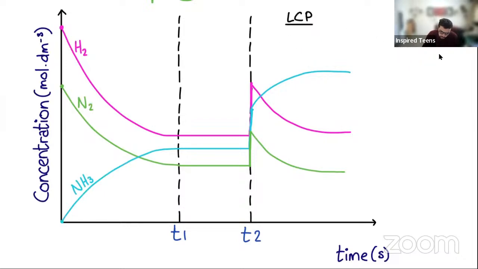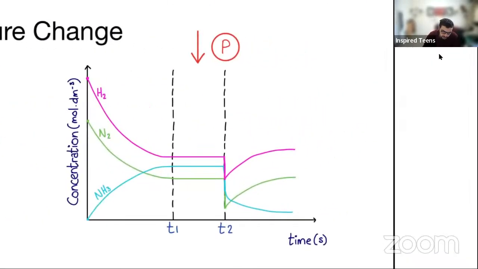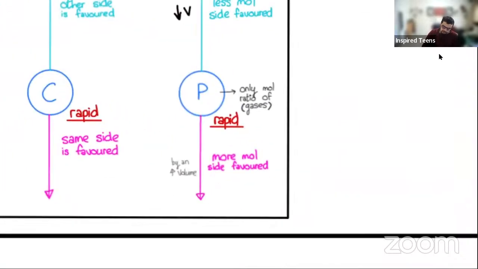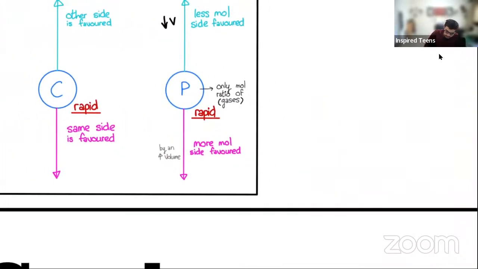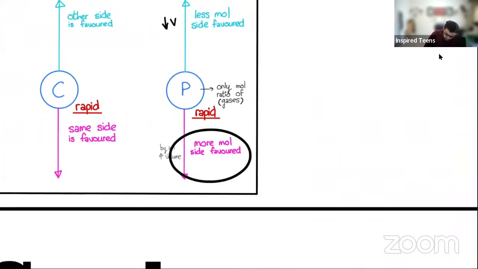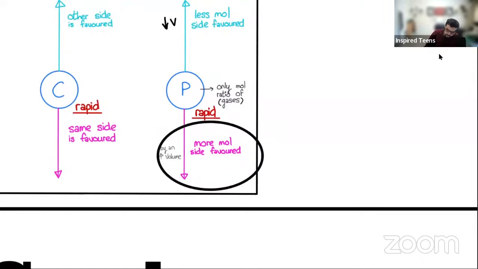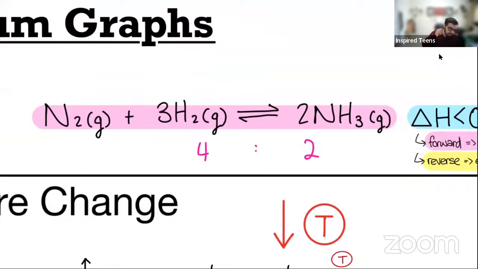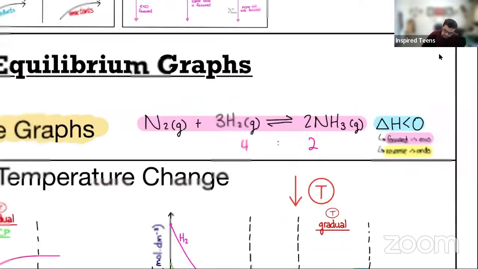Okay, cool. Let's move on to a pressure decrease. Remember, it's a pressure decrease by an increase in volume. So remember, according to Le Chatelier's principle, a decrease in pressure favors the side with more moles. So the decrease in pressure by increasing the volume favors the side with more moles. The side with more moles here is the reactant. If you want to favor the reactants, you favor the reverse. So therefore, the reverse is favored.